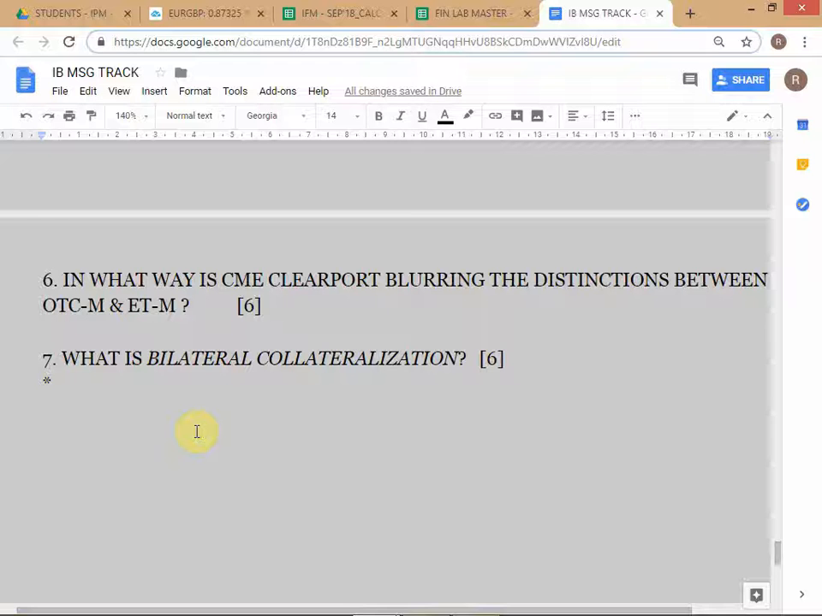Again, very, very disappointing performance, because these are all basic things in finance. Everyone should have been able to answer this like 2 plus 2 is 4. But very, very poor performance that I'm watching. And we're already more than halfway through the course, I think.